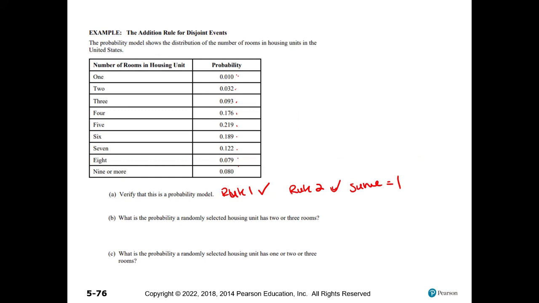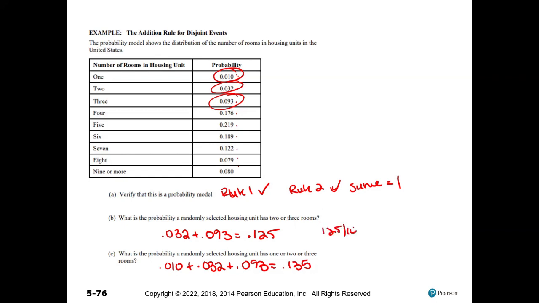What is the probability a randomly selected housing unit has two or three rooms? Okay, well, here's two, here's three. So they are totally separate values. All I have to do is add them together. And if I add those two together, I get 0.125. What is the probability a randomly selected housing unit has one or two or three? So one or two or three, adding all of those together is now 0.135. And remember, if it wants to interpret that, this will be 125 out of 1,000, 135 out of 1,000.